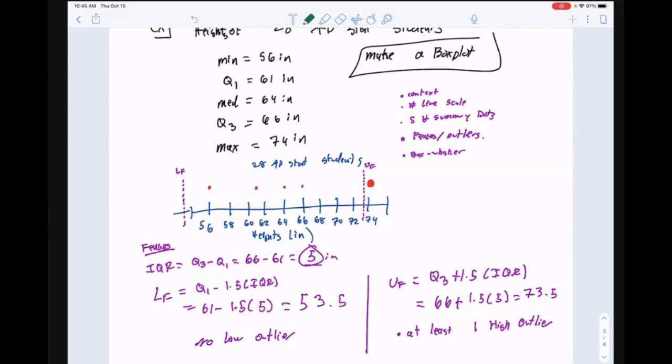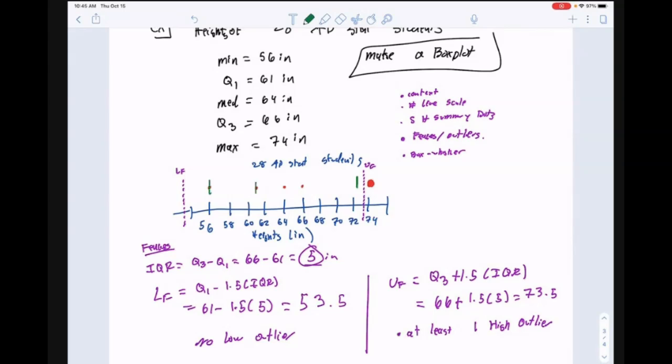I could have drawn it here. I don't really know where the next highest person is, but I'm assuming it's going to be somewhere over here. If I had more information given to me so that I could figure it out, then I would draw it appropriately. Does that make sense? Yeah. All right.